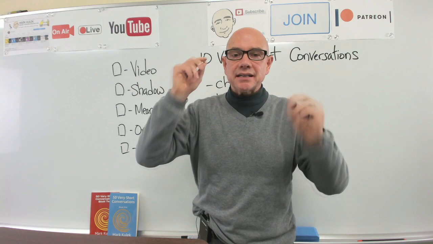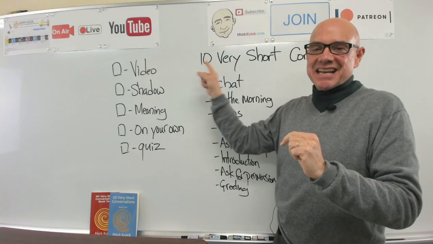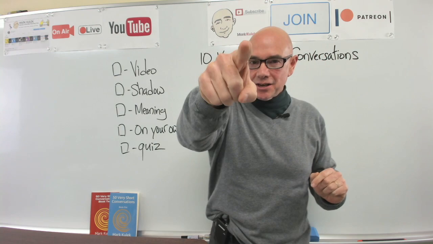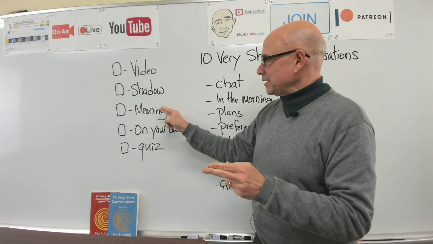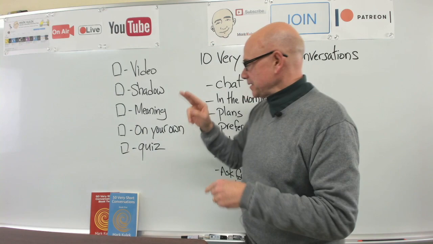And today, we are going to practice 10 very short conversations. Yes, we will. And there will be 5 steps. Yes, we will watch a video, then we will shadow the conversations in the video by using cards. Yes, cards. Then we will shadow again and then talk about the meaning of each conversation. Then you will do it on your own, and then you will have a quiz. Yeah, so lots of good practice for you.